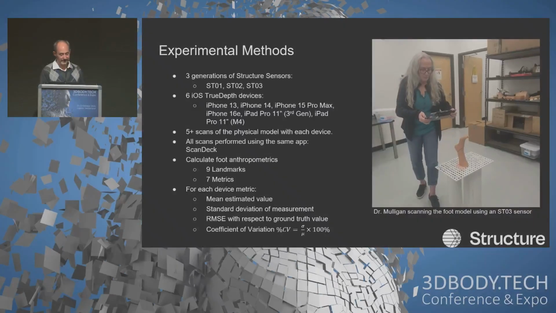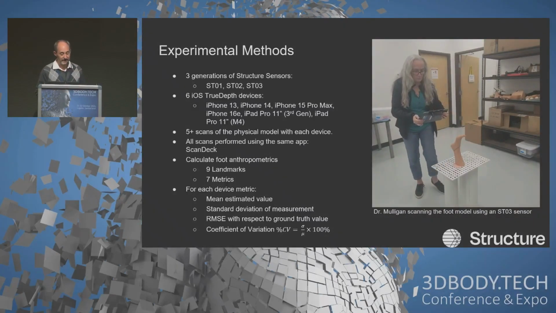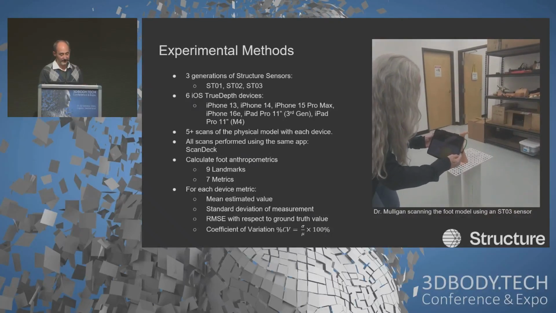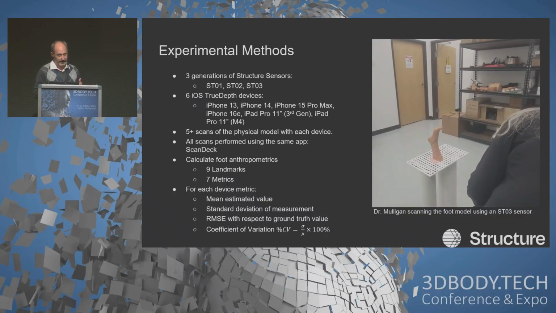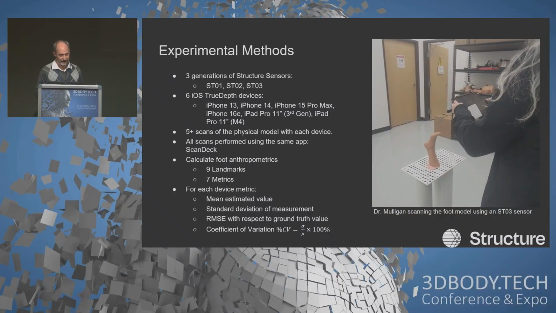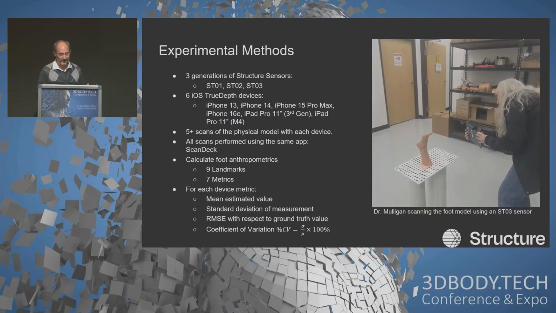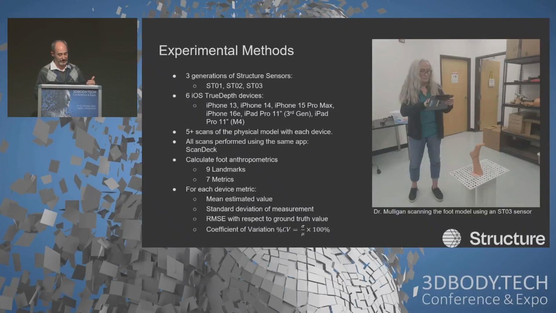We did a minimum of 5 scans with each one of the Structure Sensors 1, 2, and 3. Then 6 different iOS TrueDepth devices: iPhone 13, 14, 15 Pro Max, iPhone 16e, iPad Pro 11-inch, 3rd gen and also M4. All scans are performed using the same app. We call it ScanDeck. And then we calculated all the same 9 landmarks I mentioned and 7 metrics that I mentioned.